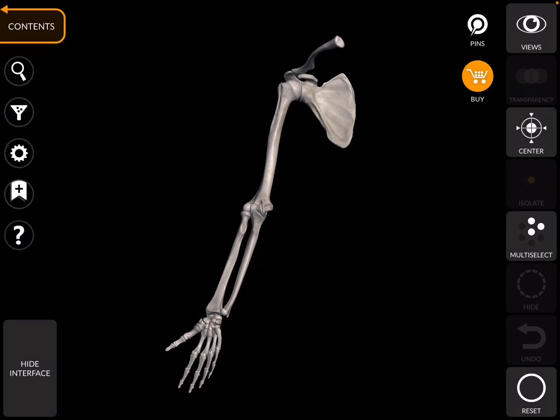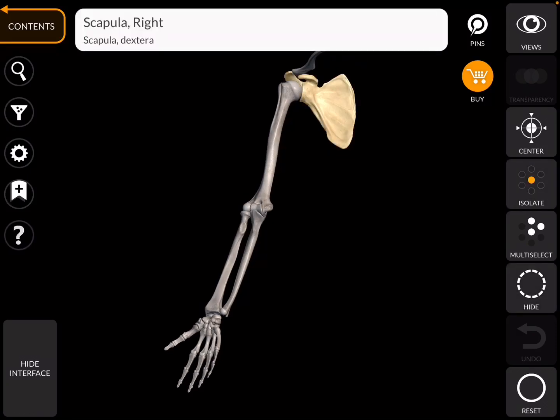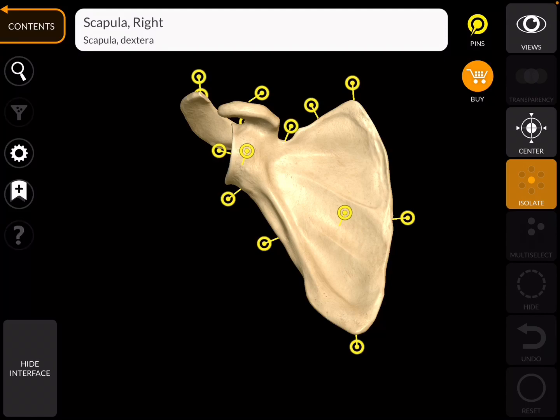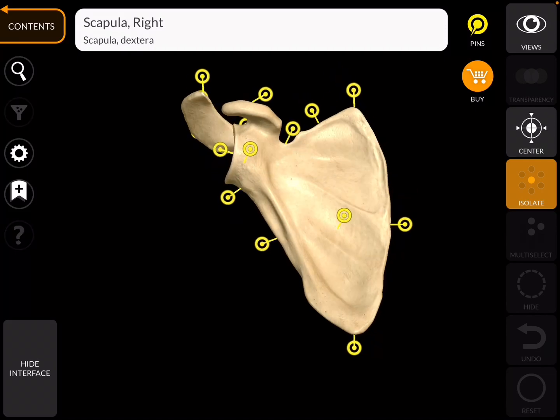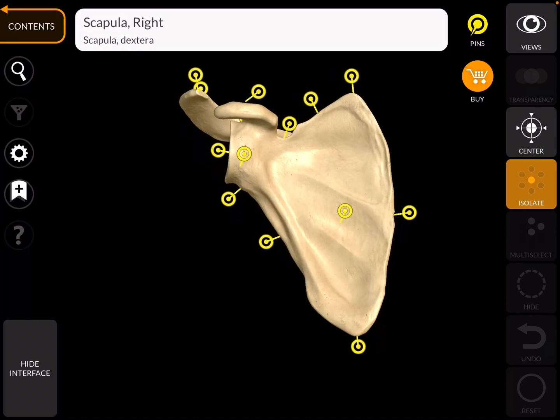We are going to isolate, and we are now going to talk about the scapula. So this is our clavicle, and this is our scapula. Our scapula is more like a triangular bone, and it's also a flat bone that lies between the second to the seventh rib.